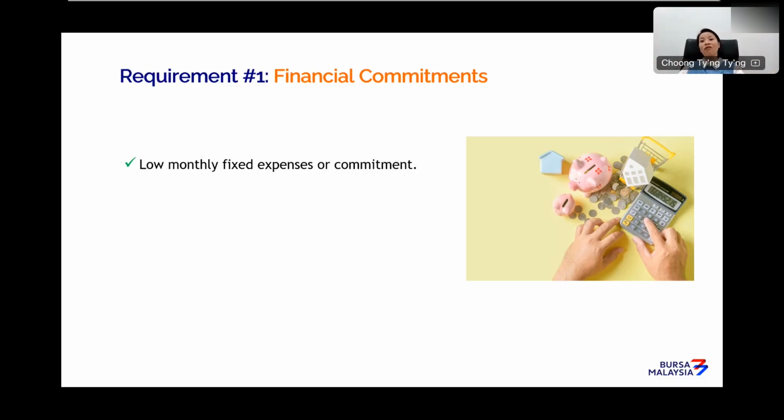So first thing, for you to survive long, if you are going to convert yourself to become a full-time trader, first thing, you must keep your monthly expenses as low as possible, because this will prolong your journey as a full-time trader. So this is the first part.